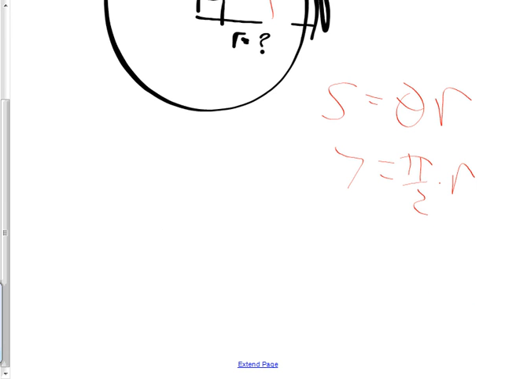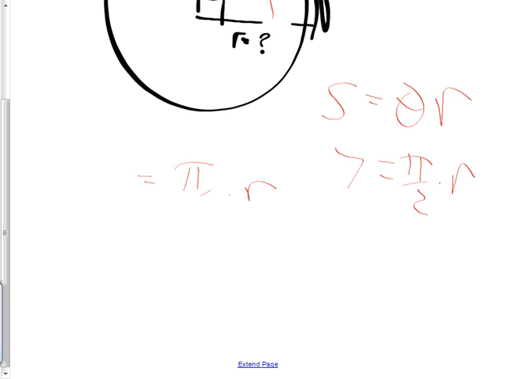How do I get the r alone then? This is just a basic equation. Don't forget pi is just the 3.14. So I'm going to go 7 equals pi over 2 times r. How do I get r alone? First thing I'm doing is clearing the fraction. So how do I get rid of that 2 on the bottom? Times by 2. So I multiply by 2 on both sides.